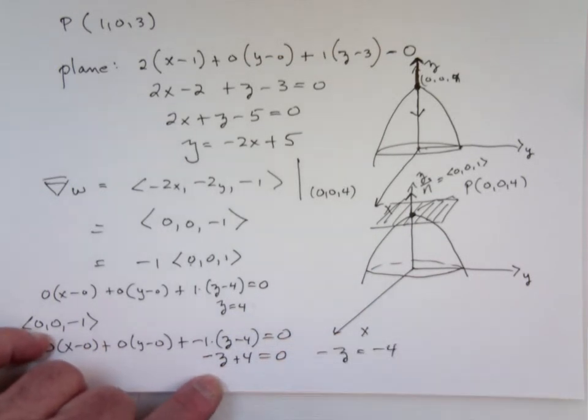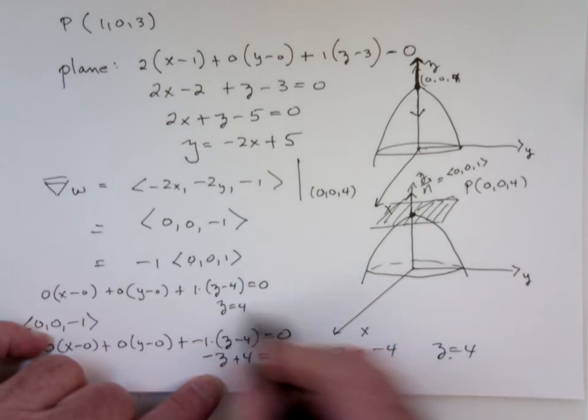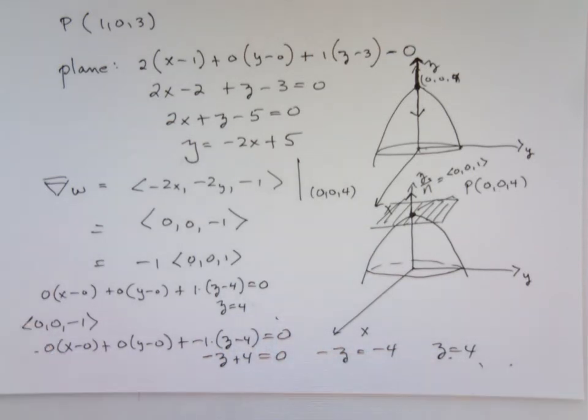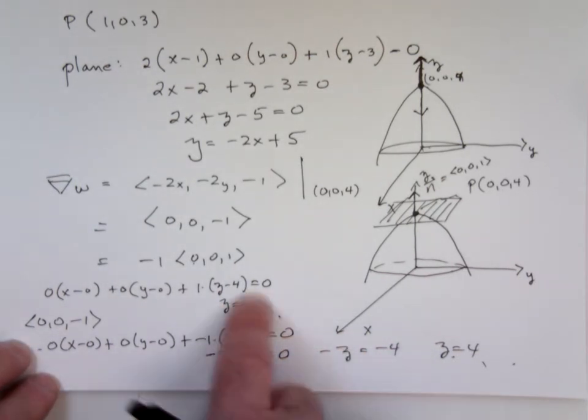But guess what? Multiply by negative 1 on both sides, and you get z equals 4. You get the same thing. Multiplying both sides by negative 1 doesn't change the equation at all. It's just like I said with the other one.